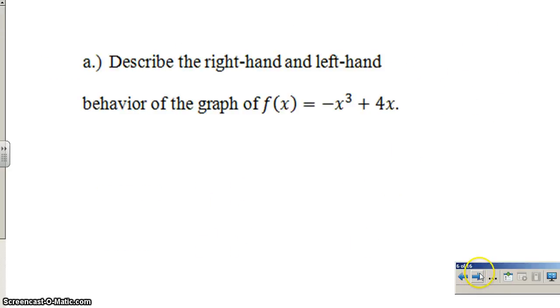So try a couple of these. Describe the right hand and left hand behavior. So that's basically what we're looking at. We're looking at the end behavior of our graphs. So I will do this first one with you. If it is a negative leading coefficient and an odd degree, an odd degree says you're going to have one in each direction, but since it's negative, it's going to rise to the left, fall to the right.